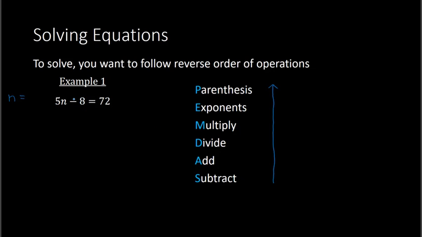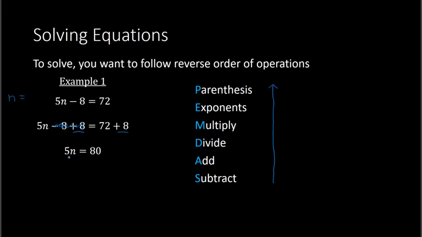To get rid of the minus 8, we do the opposite or inverse of subtracting 8, which would be adding 8. So we add 8 to both sides. On the left side, negative 8 plus 8 would cancel, which gives me 0. So 5n plus 0, or just 5n. On the right side, we have 72 plus 8, which is going to equal 80. Now to finish off, this says 5 times n equals 80.